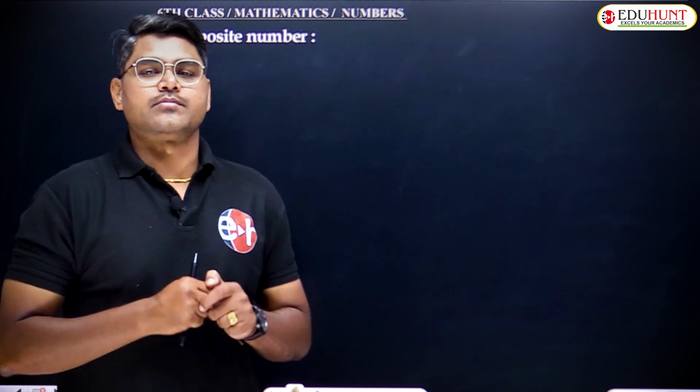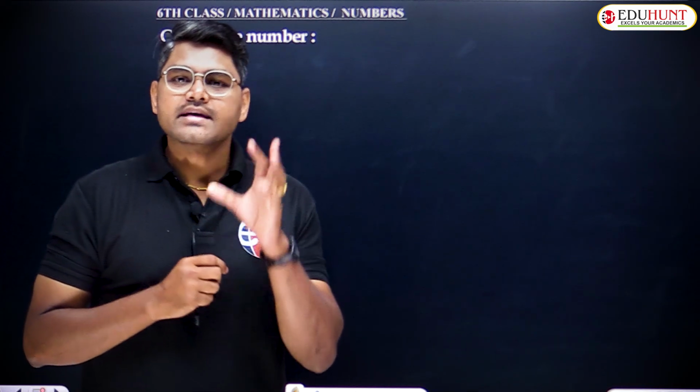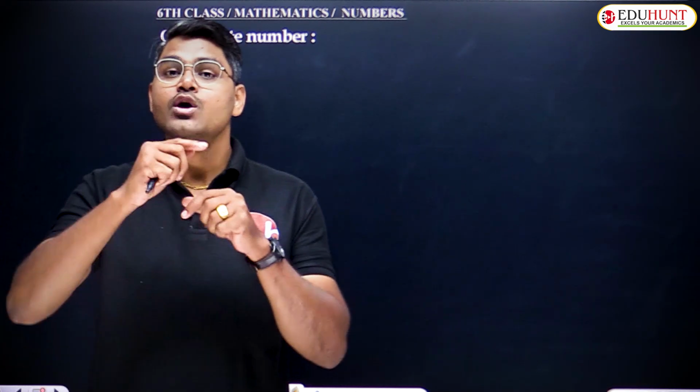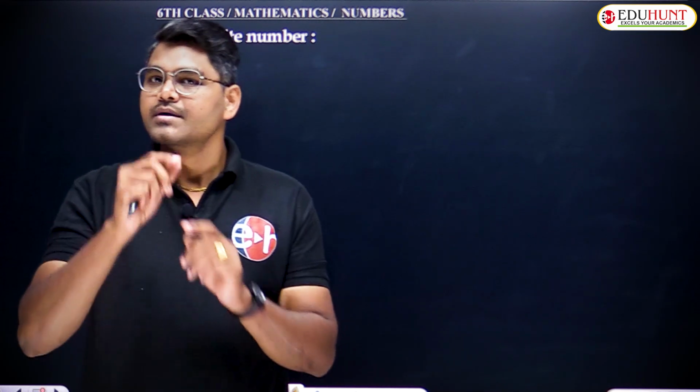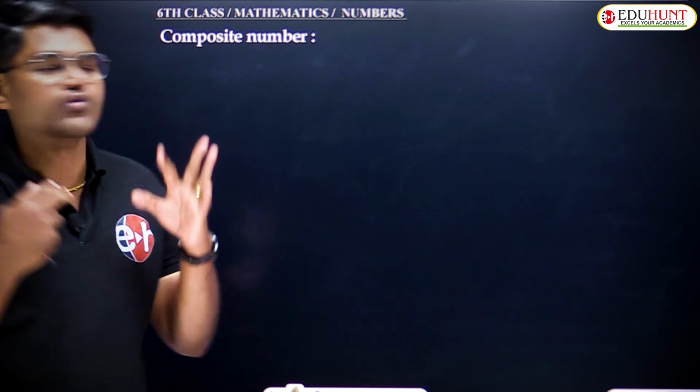What are composite numbers? Composite number means a number which is having more than two factors. Prime number is only two factors. Composite number is more than two factors.